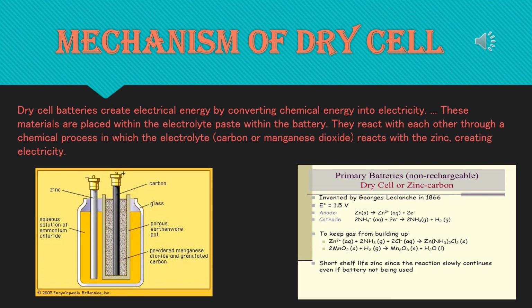Now see the diagram. The diagram is as in your book. Carbon rod is there, zinc rod is there, glass is there, porous earthenware pot is there, powdered manganese dioxide and granulated carbon mixture is there, and aqueous solution of ammonium chloride is also there. You have to draw this diagram either from your book or from this slide. You have to draw this in the exam also. And the simple voltaic cell also you have to draw in the exam, according to the marks.